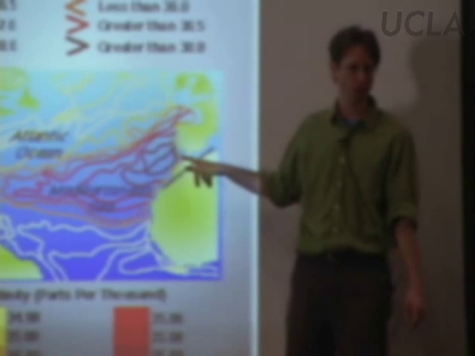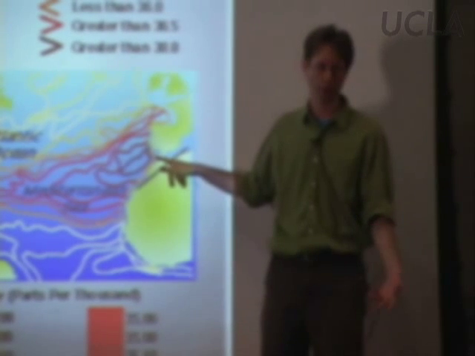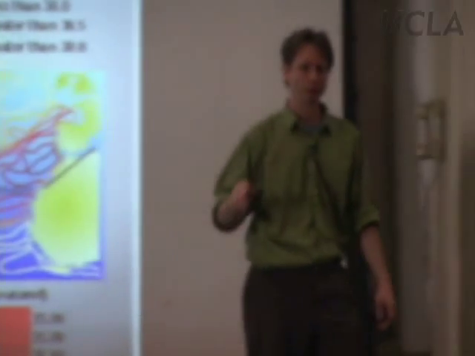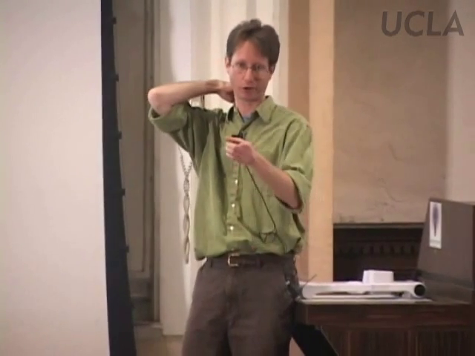We can sort of fingerprint this water by its salinity and also by its temperature. It must have come from here. Okay? So we can actually trace back using salinity in this case and find the origin of a body of water in the deep ocean.